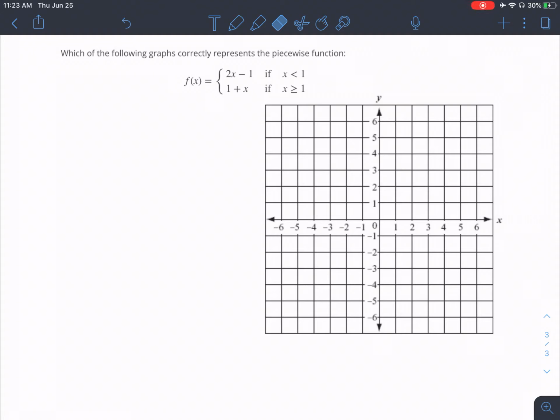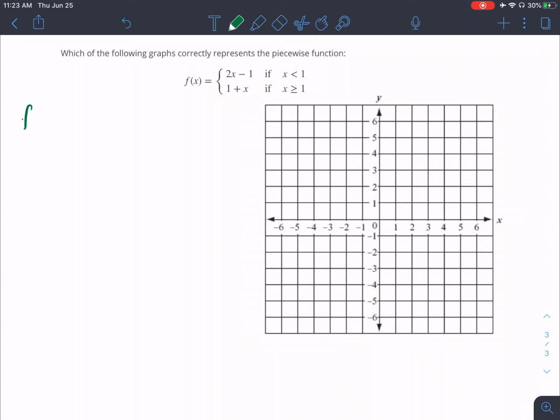Everybody. So in this example here, we're going to figure out how to graph a piecewise function. So in the beginning, before I think they cover graphing a piecewise function, you kind of want to understand how you plug in x values and how you figure out the output, okay? So let's do that real quick.